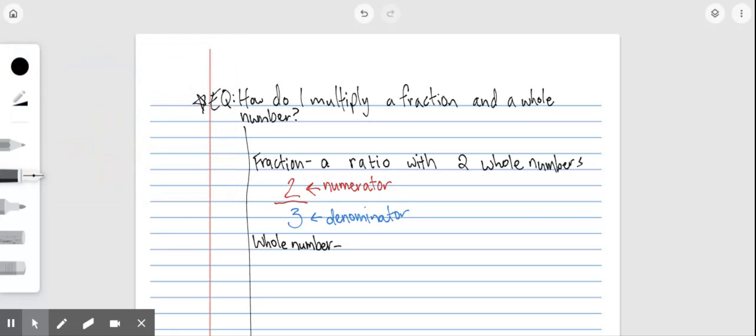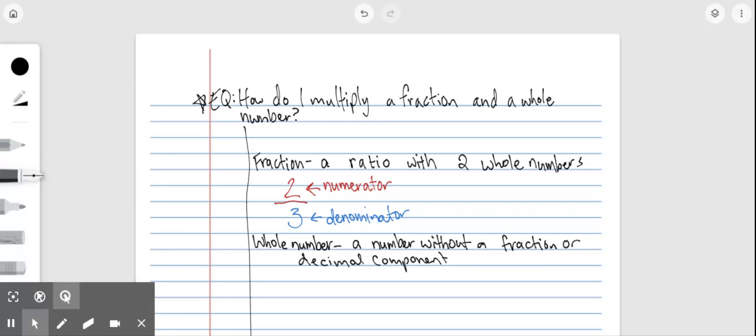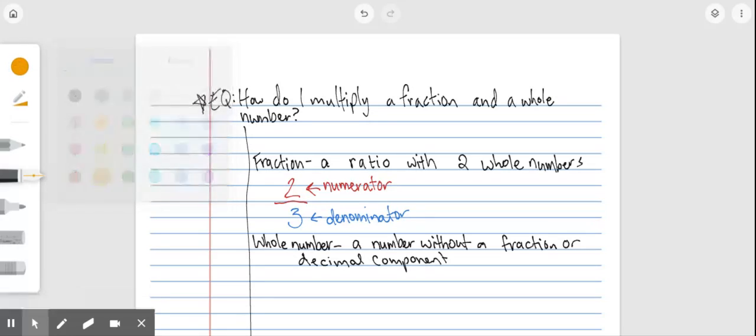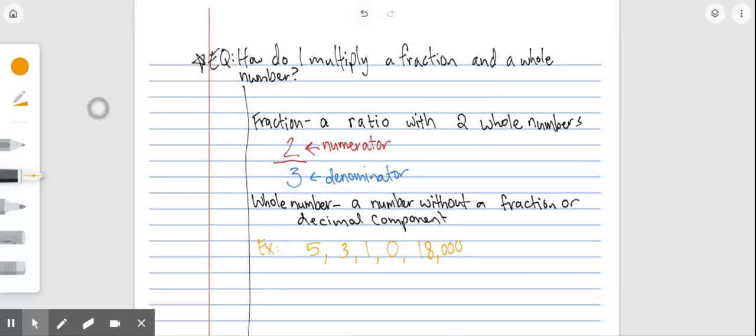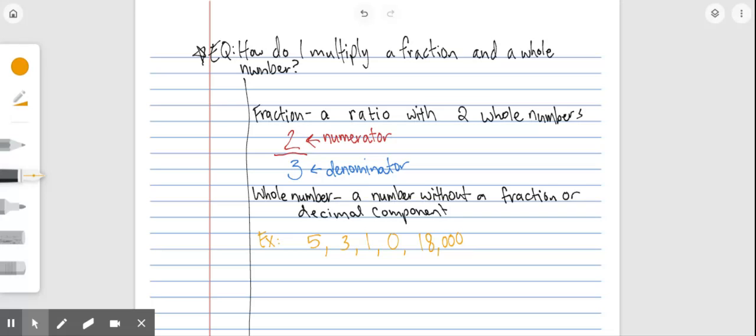A whole number is a number without a decimal or fraction component. Some examples of whole numbers are numbers like 5 and 3 and 1 and 0 and 18,000. All of these are examples of whole numbers. So whole numbers versus fractions: fractions have the fraction bar, and whole numbers are just regular numbers.